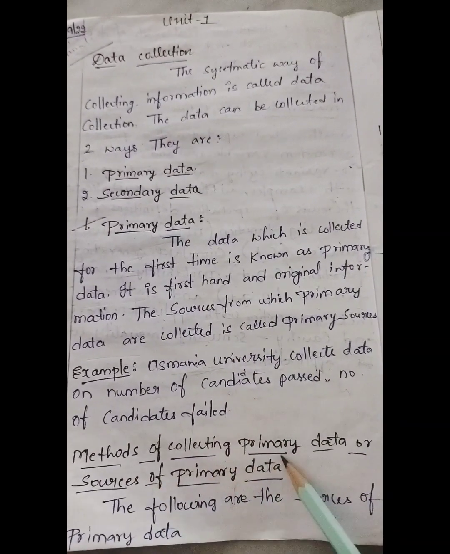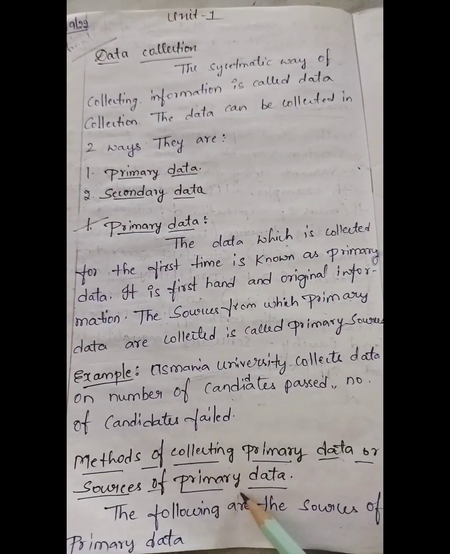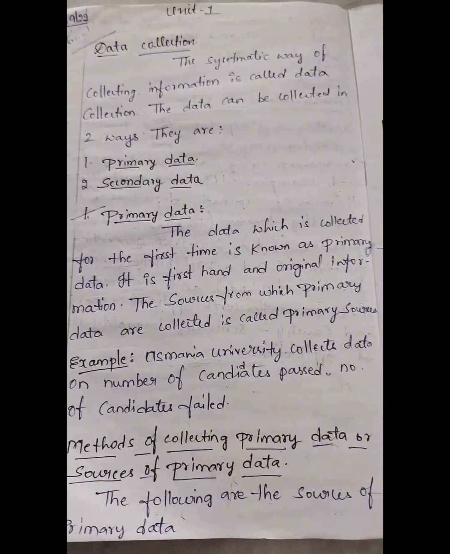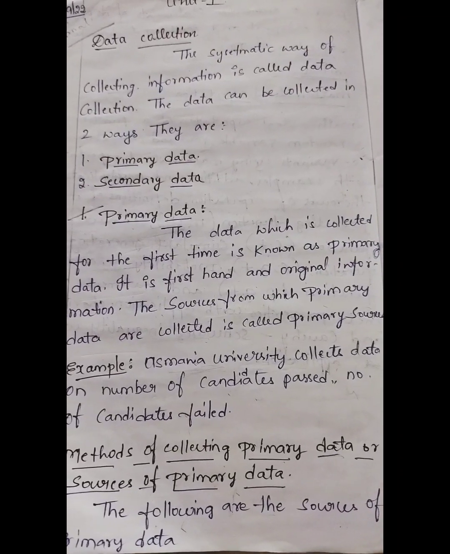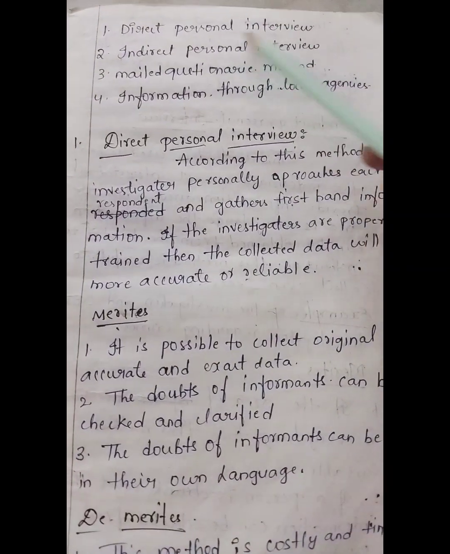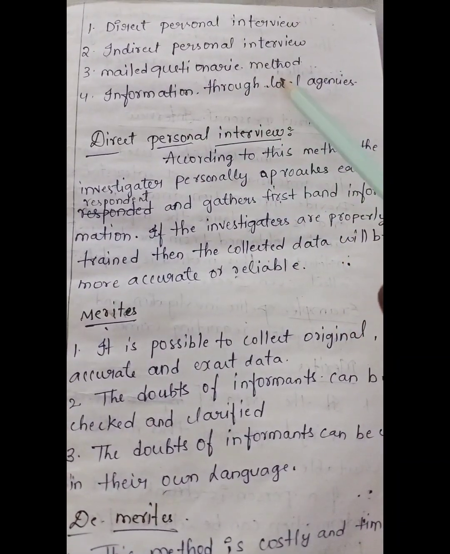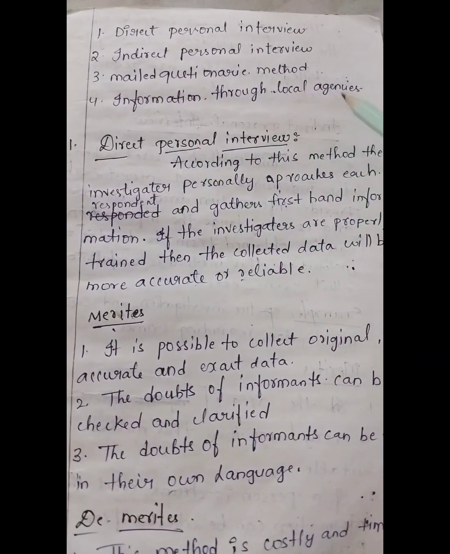Next, what are the methods of collecting primary data, or sources of primary data? We have four sources of collecting primary data. Let us see those four sources now. Direct personal interview, first one. Second one, indirect personal interview. Third one, mailed questionnaire method. Fourth one, information through local agencies.